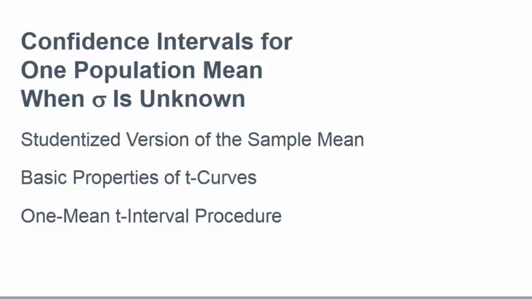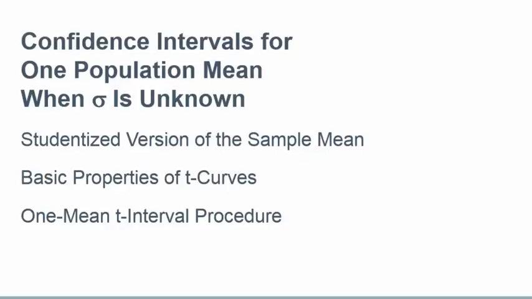To recap, confidence intervals for one population mean when the population standard deviation is unknown. Studentized version of the sample mean. For samples of size n, the variable t equals the sample mean minus the population mean divided by the sample standard deviation divided by the square root of the sample size, and has the t distribution with n minus 1 degrees of freedom. Basic properties of t-curves: the total area equals 1, it is symmetric about 0, and as the number of degrees of freedom becomes larger, the t-curves look increasingly like the standard normal curve.